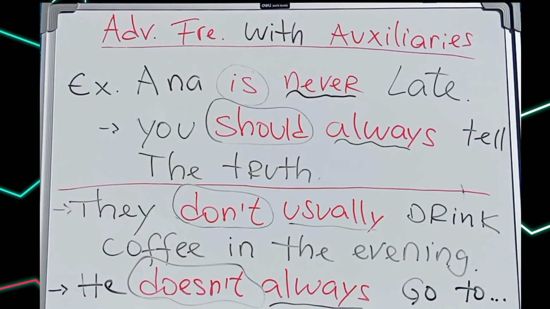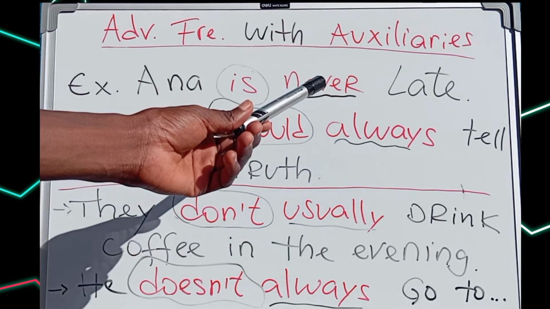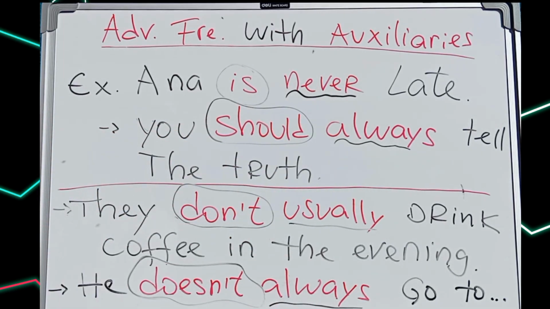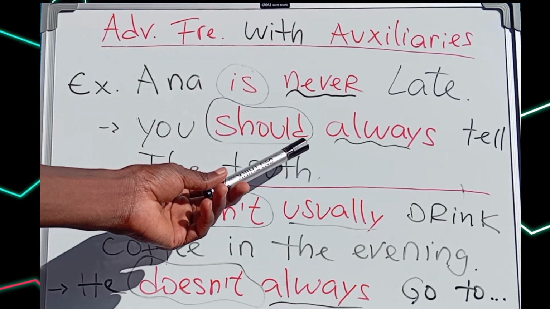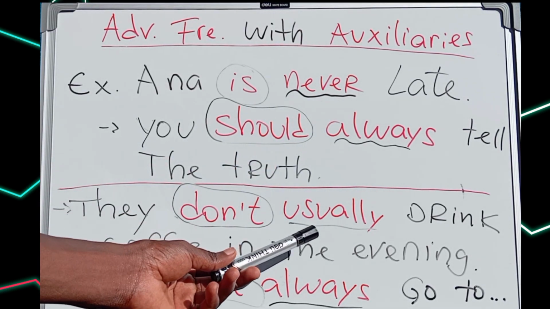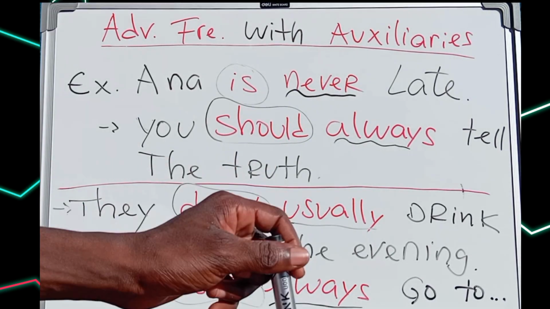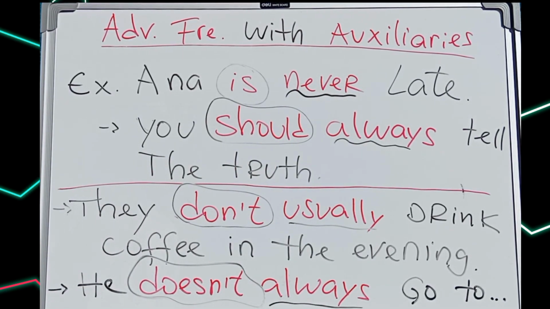So this is how we do it. It's very simple. Adverbs of frequency, when they go with auxiliaries, come after the auxiliaries. Is never, should always, don't usually, doesn't always, right?